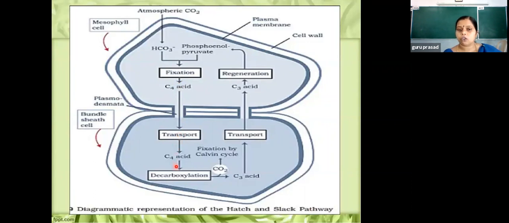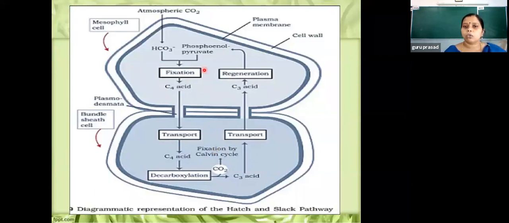So this C4 acid undergoes a process called decarboxylation, that is removal of carbon dioxide, and gets converted into C3 acid. This C3 acid is again transported back to the mesophyll cell and regenerates the phosphoenol pyruvate. Whereas this released carbon dioxide will follow the Calvin cycle to synthesize the sugar. So this is the difference between the C3 pathway and the C4 pathway.